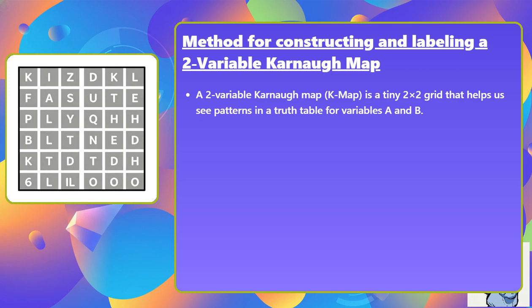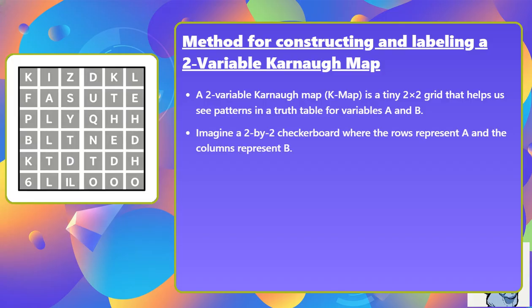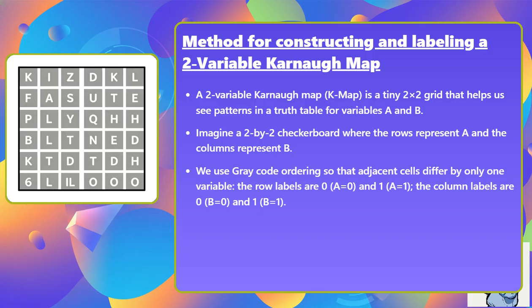A two-variable Karnaugh map, or K-map, is a tiny 2x2 grid that helps us see patterns in a truth table for variables A and B. Imagine a 2x2 checkerboard where the rows represent A and the columns represent B. We use Gray code ordering so that adjacent cells differ by only one variable. The row labels are 0 (A equals 0) and 1 (A equals 1). The column labels are 0 (B equals 0) and 1 (B equals 1).